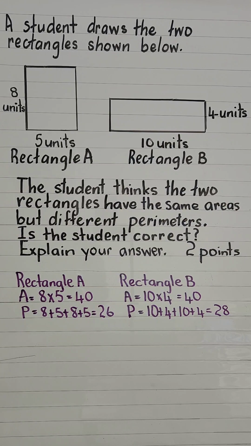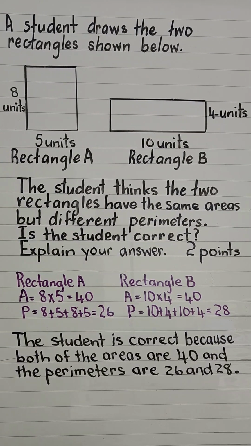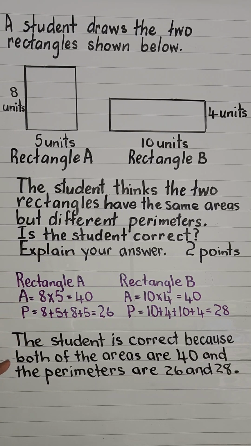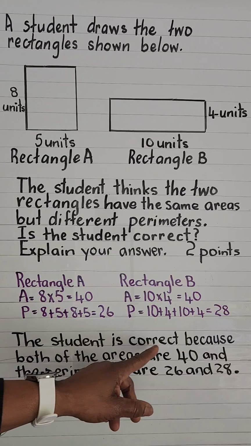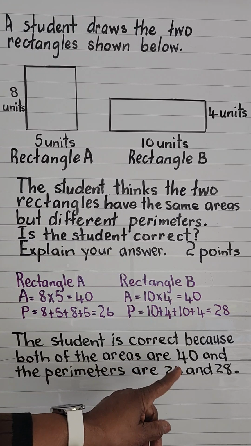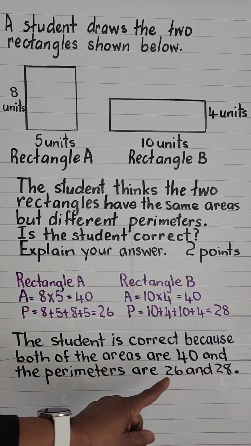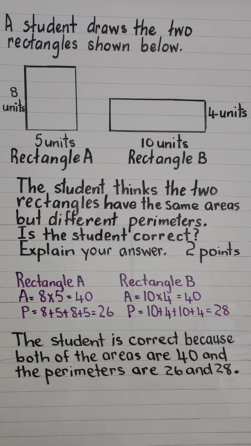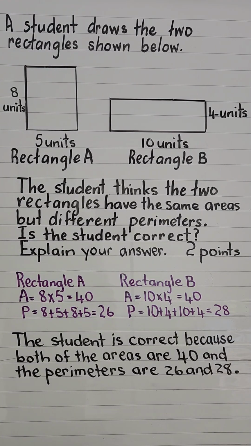So we're going to have to write our response. And this is what we need to write. Is the student correct? Explain your answer. The student is correct because both of the areas are 40 and the perimeters are 26 and 28. Exactly what we said, exactly what we did. Just be specific and precise. And there you'll get your 2 points, and that's your perfect answer.